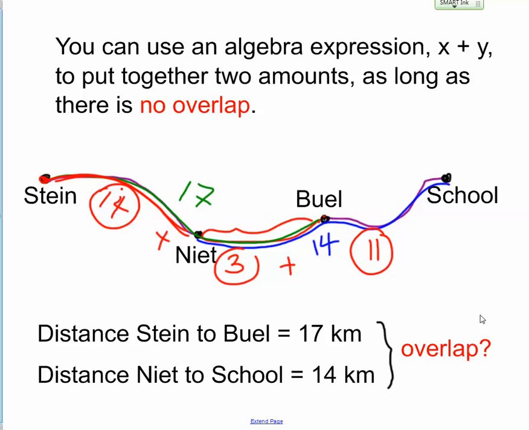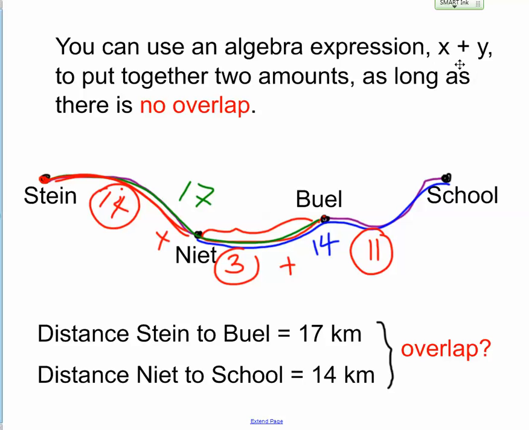A lot of you also said, well, we just counted this 3 twice. If we add 17 and 14, we get 31 kilometers, but we counted this distance twice. So we subtract one of those 3, and 31 minus 3 is 28 kilometers. So this was an example of overlap.